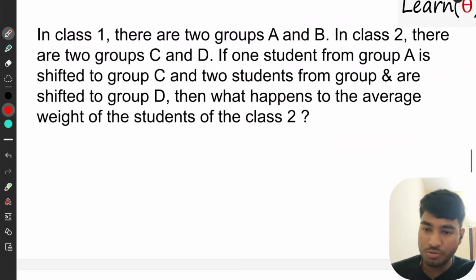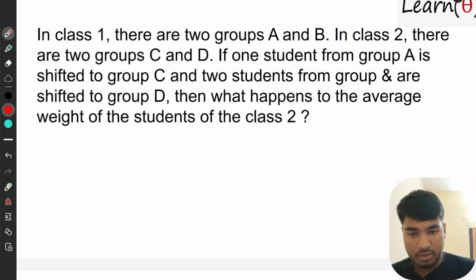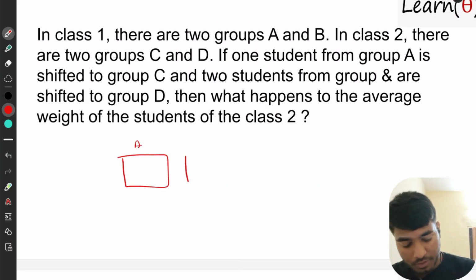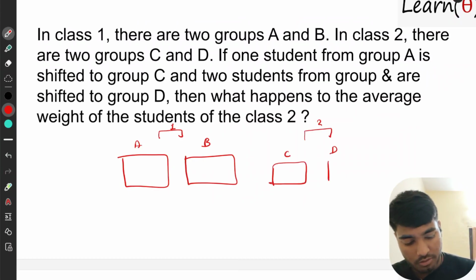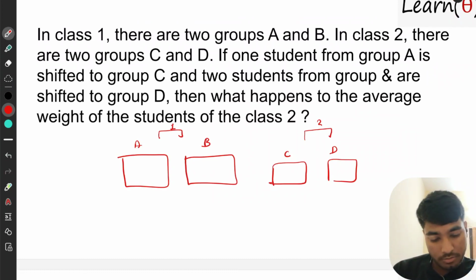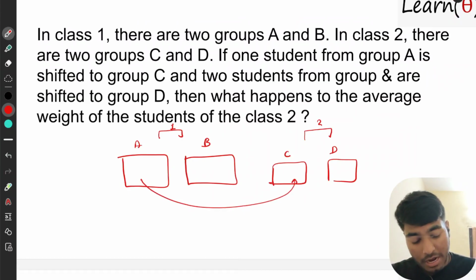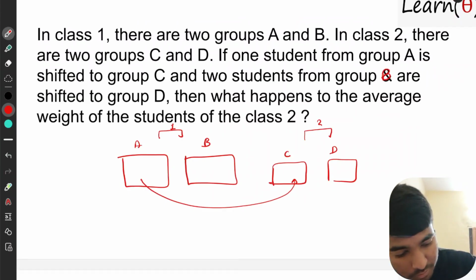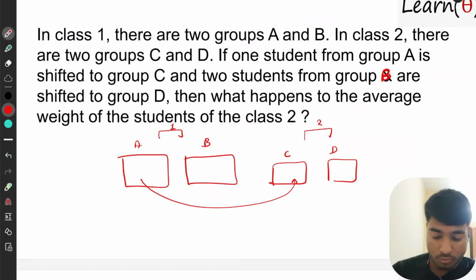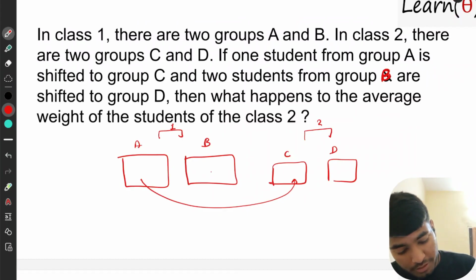In class 1 there are 2 groups A and B. In class 2 there are 2 groups C and D. Here it is A, here it is B; these are of class 1. Of the second class, there are 2 groups again, C and D. If one student from group A is shifted to group C, and 2 students from group B are shifted to group D.